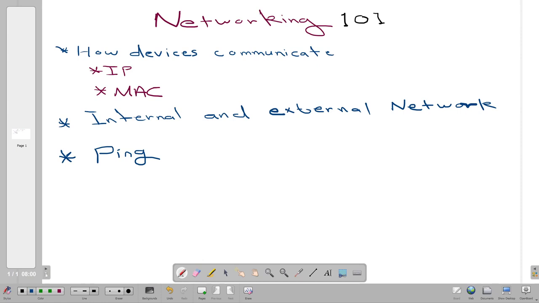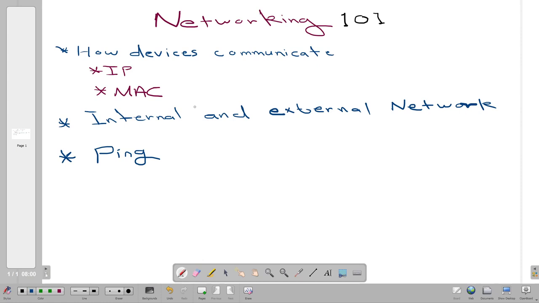If you are very new to networks or networking or to computing in general, I cannot stress enough how important networking is if you are willing to start a career in pentesting or even in the blue team as a cybersecurity analyst. So networking is very important. Today we will talk about the very basics.